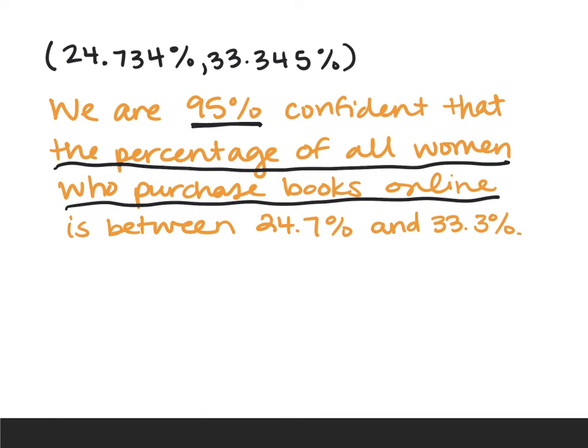I don't just want to say we're 95% confident that the percentage is between here and here. The percentage of what? What if you have lots of confidence intervals you're interpreting? You need to make sure that whoever you're telling this to knows what you're talking about. And then I put my numbers in. And that's it. Those are the 3 components of an interpretation: our confidence level, the context of the problem, and then the numbers themselves.